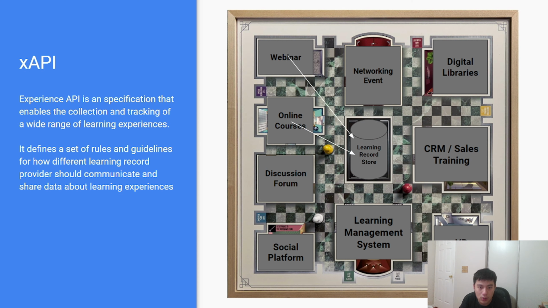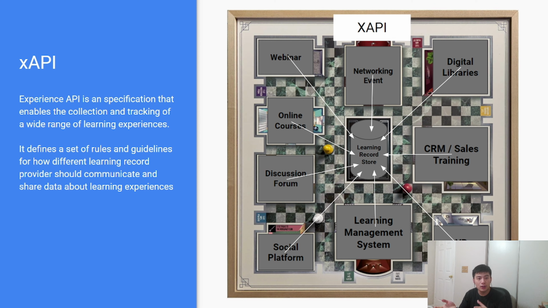xAPI, just like SCORM, is not a technology, but rather a standard that provides rules and guidelines for how these different learning record providers should communicate with each other. And so let's actually see this in action, right?